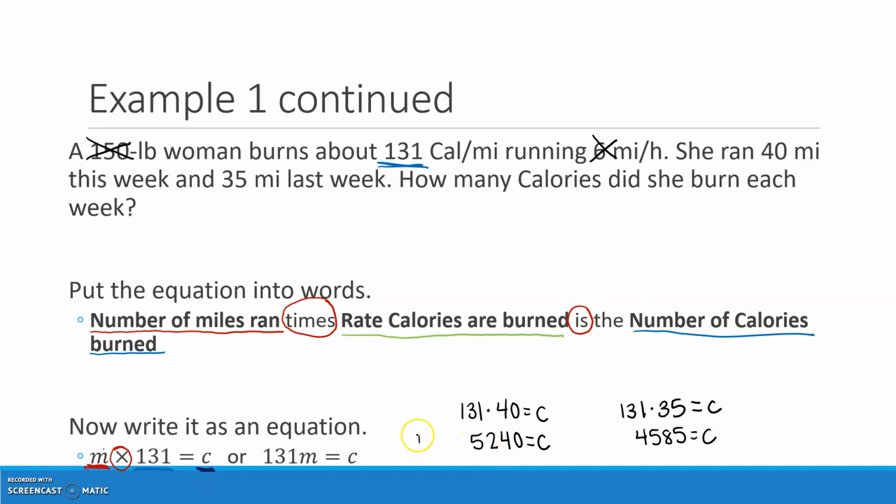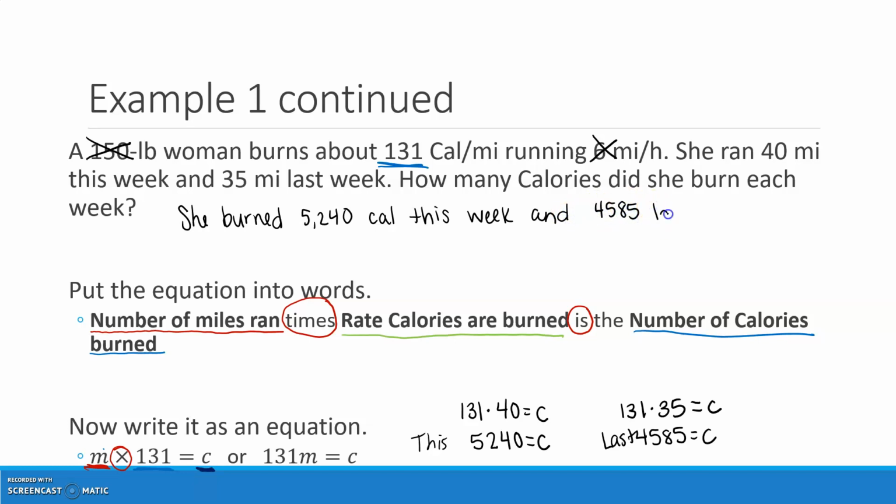So here, this is how much she earned this week, and this is how much she earned last week. So if I wrote this as a sentence, I would say she burned 5,240 calories this week, and 4,585 last week. And there we have it.